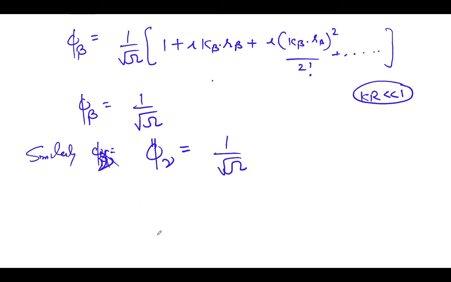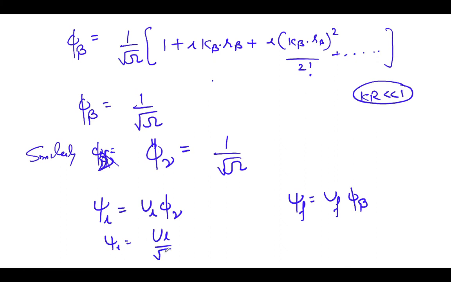So putting the value of this beta wave function and neutrino wave function, for the allowed transition, the initial and final state wave functions will be: psi i equal to ui into phi nu, and the final state wave function psi f equal to uf into phi b. So putting the values, psi i becomes ui over under root of omega, and psi f becomes uf over under root of omega.